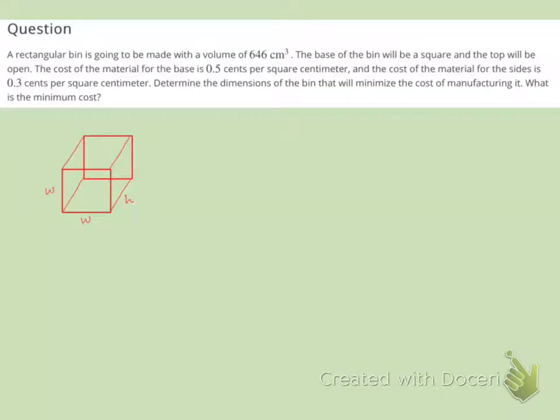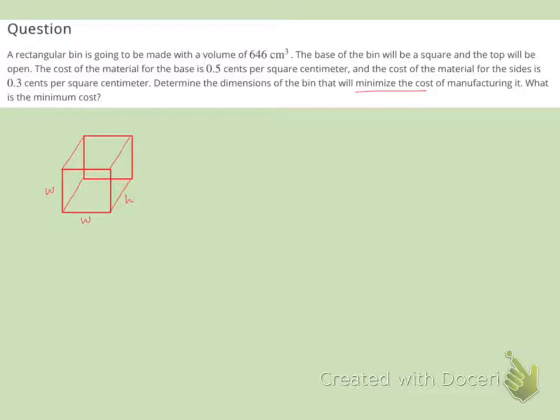Hi everyone. So for this practice problem, we have a rectangular bin that they tell us has a volume of 646 centimeters cubed. And it says that the base of the bin is a square, the top is open, and it says the cost of the material for the base is 0.5 cents per square centimeter, and the cost of the material for the sides is 0.3 cents per square centimeter. So it asks us to determine the dimensions of the bin that will minimize the cost, and then it says what is the cost. So we're trying to minimize the cost.